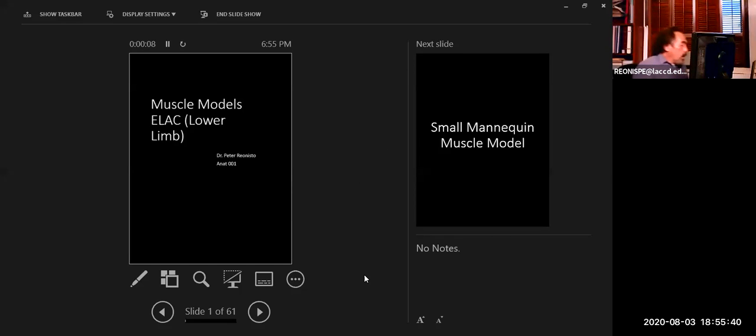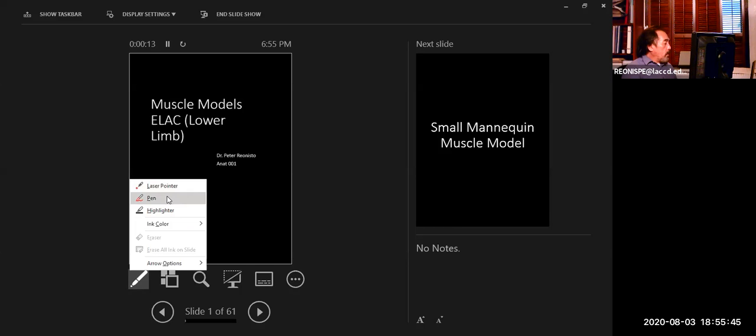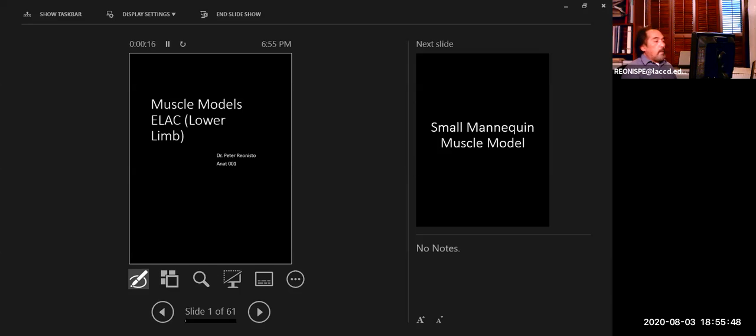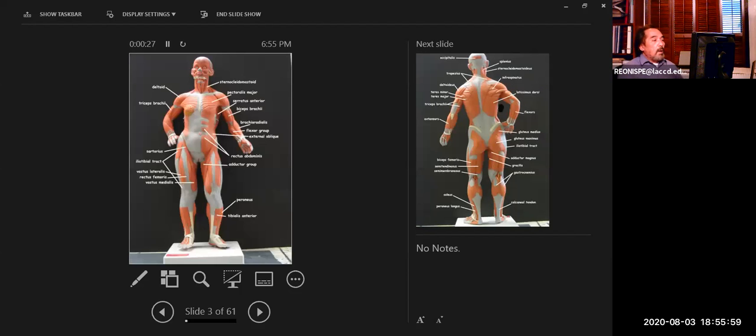Okay, so that's your upper. Then the last part of the model is going to be the lower limb extremities. Okay, so I'm going to open up my pen. And I should be able to write on it. Okay. Right. So let's take a look now at the lower limb.